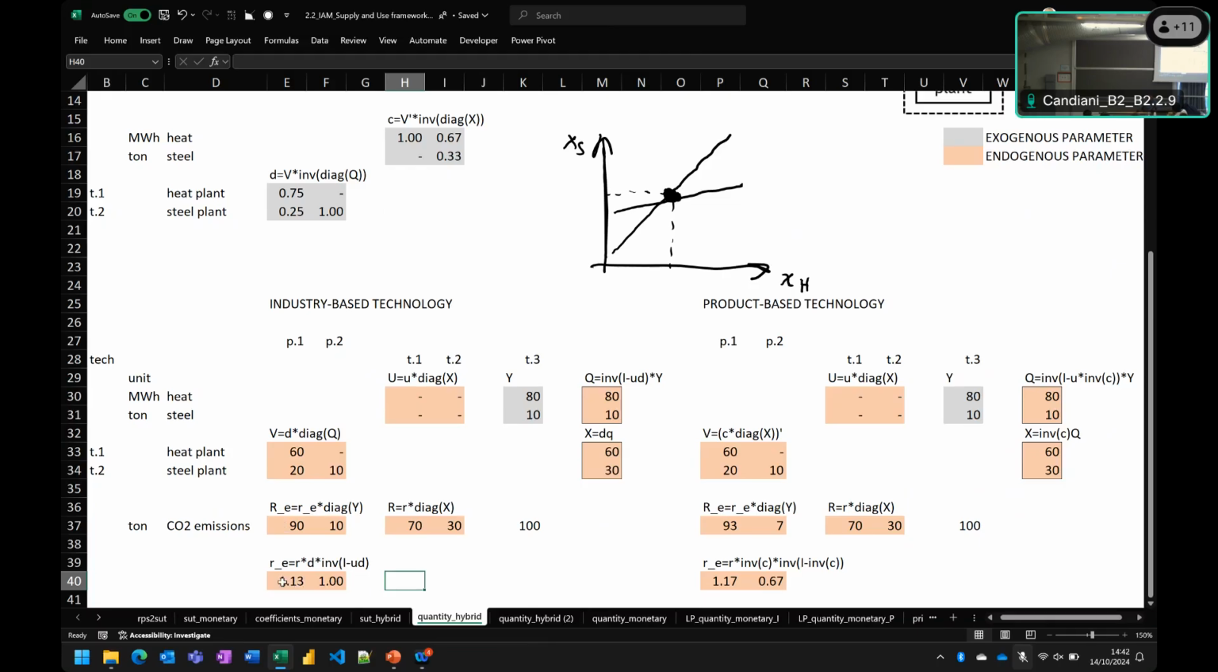In the industry-based technology, the emission of P1, that is heat, is produced as a mix of the emissions of the boiler and the emission of the steel factory. And since the steel factory is emitting less than the boiler in the base case, it turns out to be a number in the industry-based technology that is smaller compared to the footprint of the heat in the product-based technology assumption. This actually reflects the way the system is behaving according to our assumption.